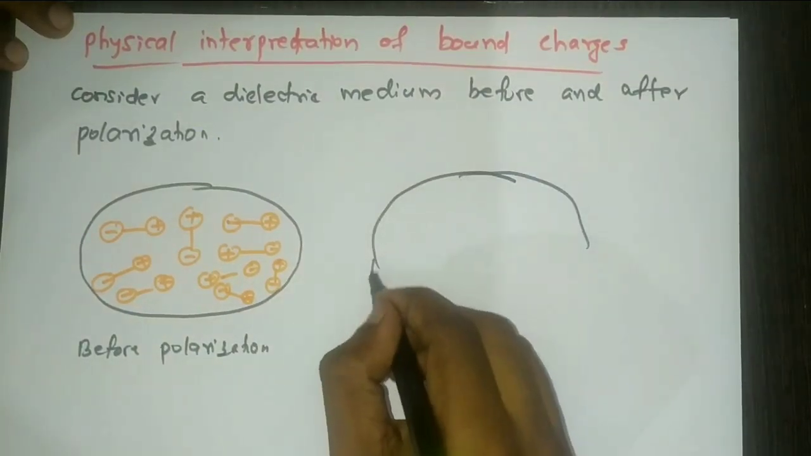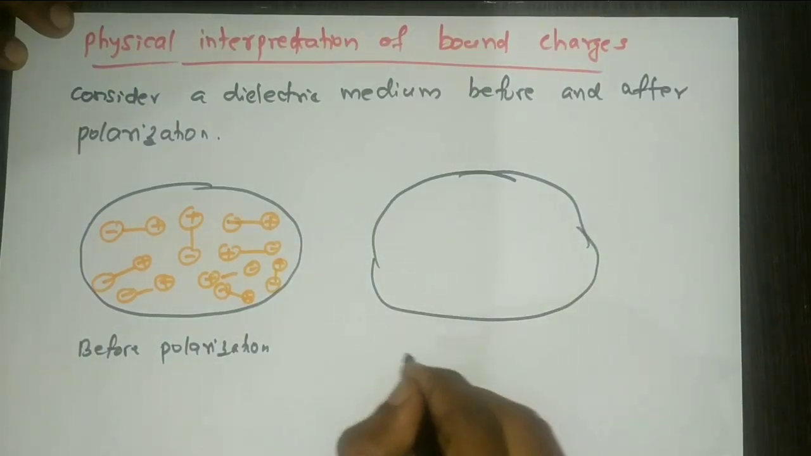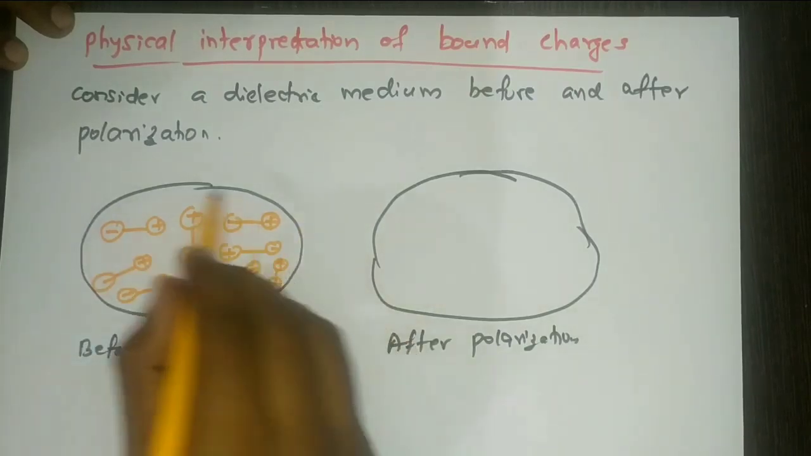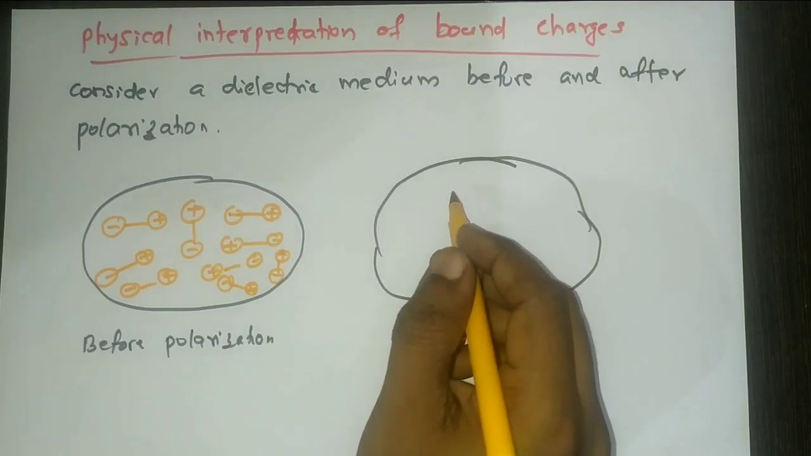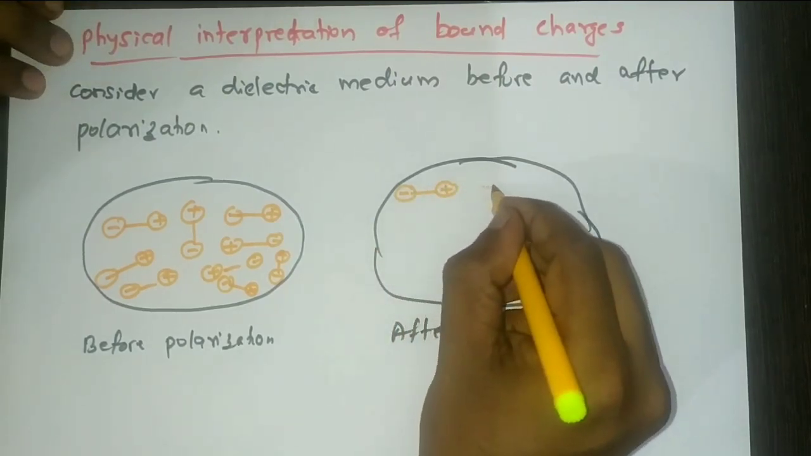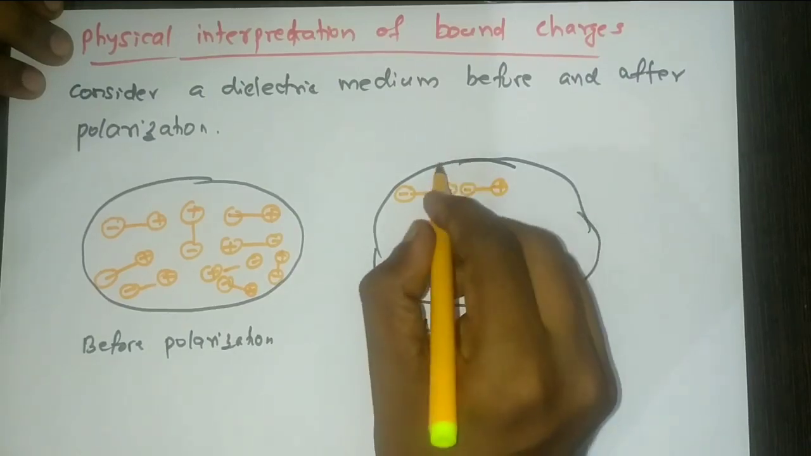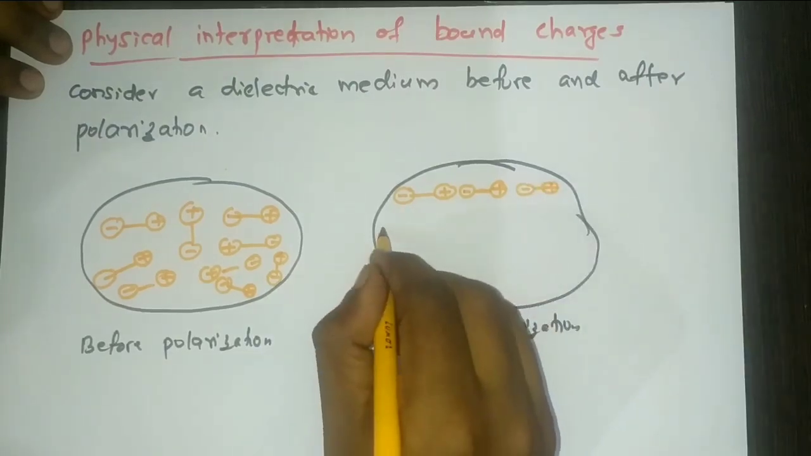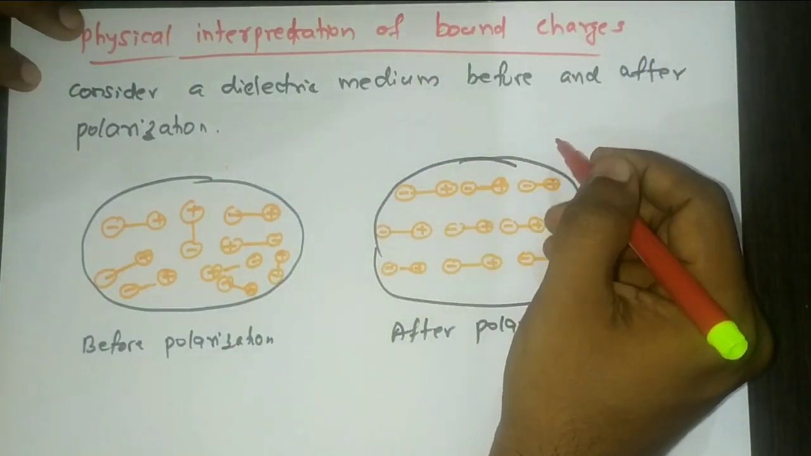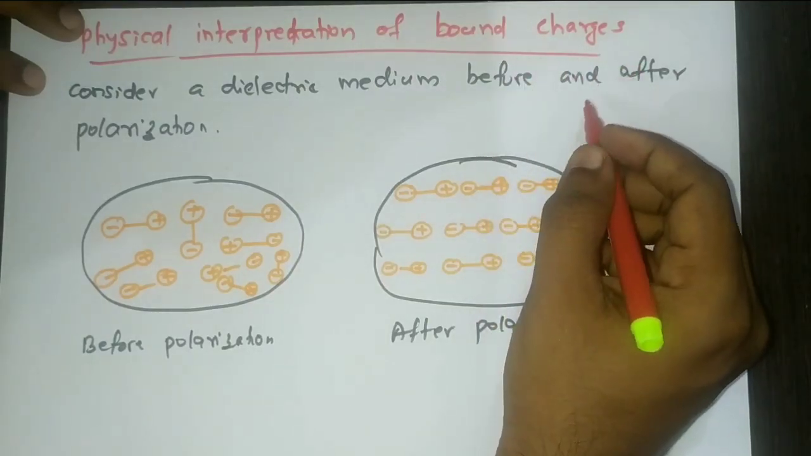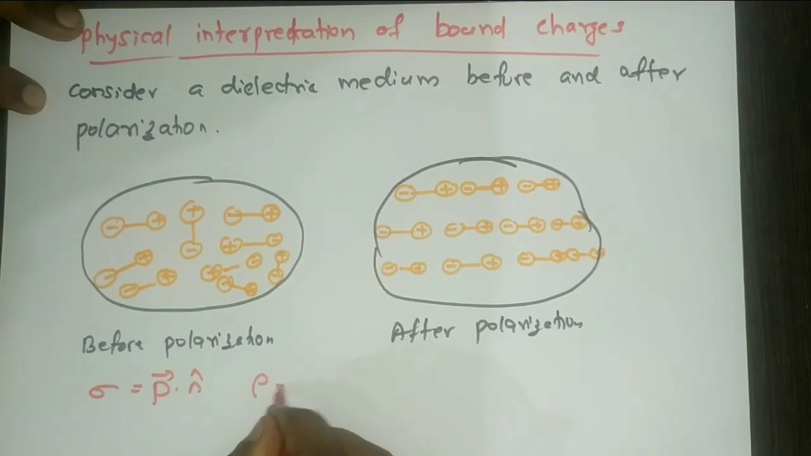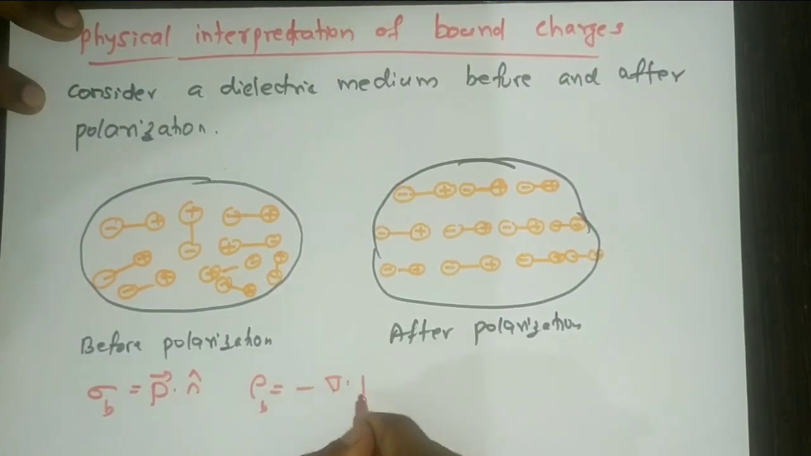Then after polarization, apply the electric field along this direction, then all the charges will be aligned in the direction of the applied electric field. Minus plus, all these dipoles align in the direction of the applied electric field. We know bound charges are the charges accumulated due to the polarization, and those bound charges are sigma is equal to P dot n cap, and rho is equal to volume bound charges, minus del dot P.